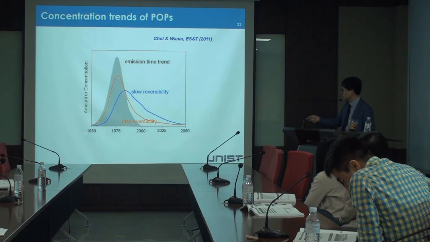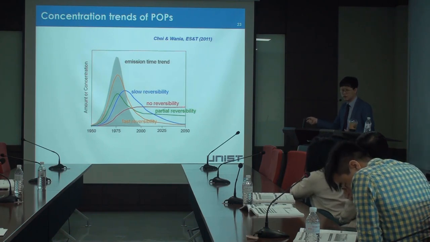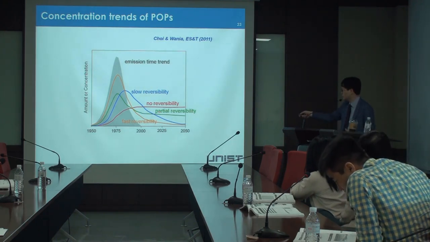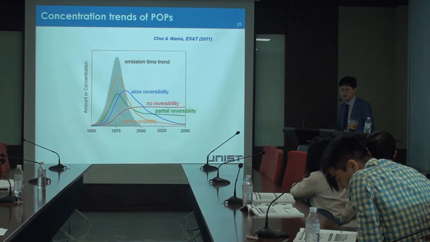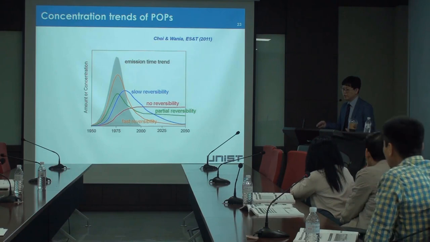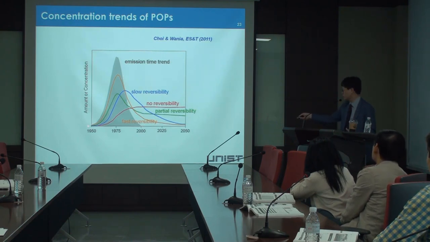Okay? The problem is like this: slow reversibility, partial reversibility, and sometimes even no apparent decreasing trend, just showing a continuous level. Generally, for this kind of pattern, we can easily observe it in the sediment or soil, for very halogenated, heavy molecular weight compounds. Volatile chemicals with a very short half-life show the first pattern. But many POPs show this pattern or this pattern.